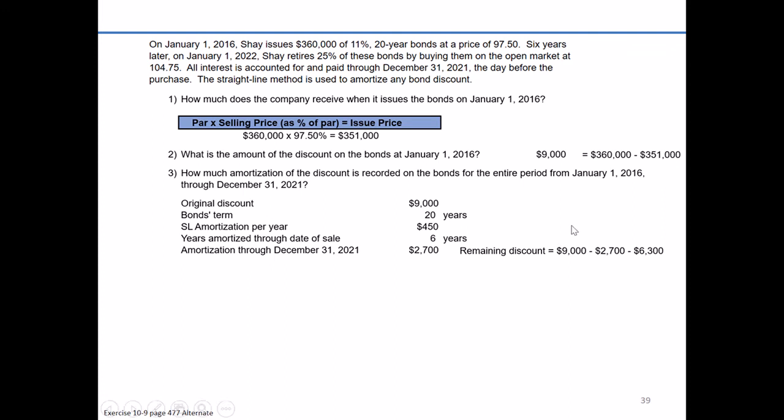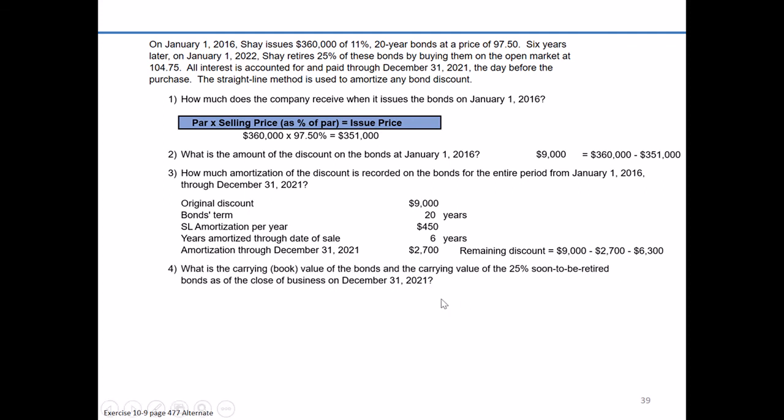How much discount is remaining? Remember, we start with $9,000. For the whole bond issue, we amortized $2,700. $9,000 minus $2,700 means that as of this date, there would still be an unamortized bond discount appearing on our balance sheet of $6,300. So, what's the carrying value, or the book value, of the whole bond issue, and also the carrying value of the 25% soon-to-be-retired bonds as of the close of business on December 31st, 2021?